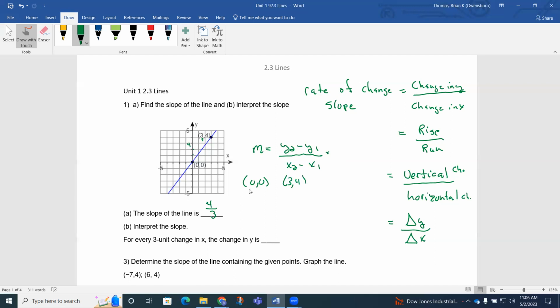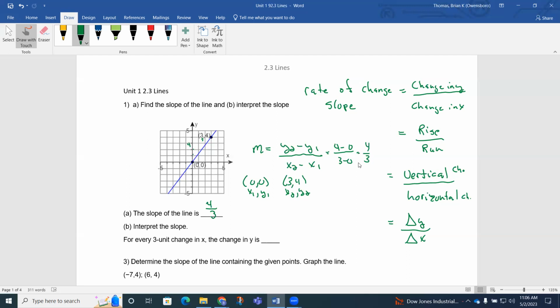So 0, 0 would be considered point 1. In other words, this is x1, y1. And 3, 4 would be the second point, or x2, y2. So these subscripts are not operations. They're just trying to distinguish between point 1 and point 2. So notice, y2 take away y1 would be 4 minus 0. That actually calculates our change if we're doing it mathematically. And then x2 take away x1 would be 3 minus 0. And that would also give us this 4 over 3.